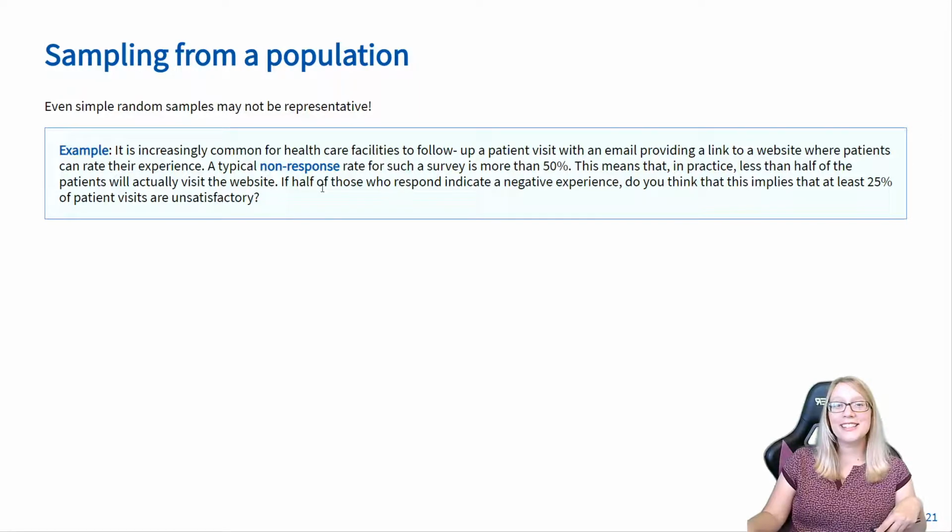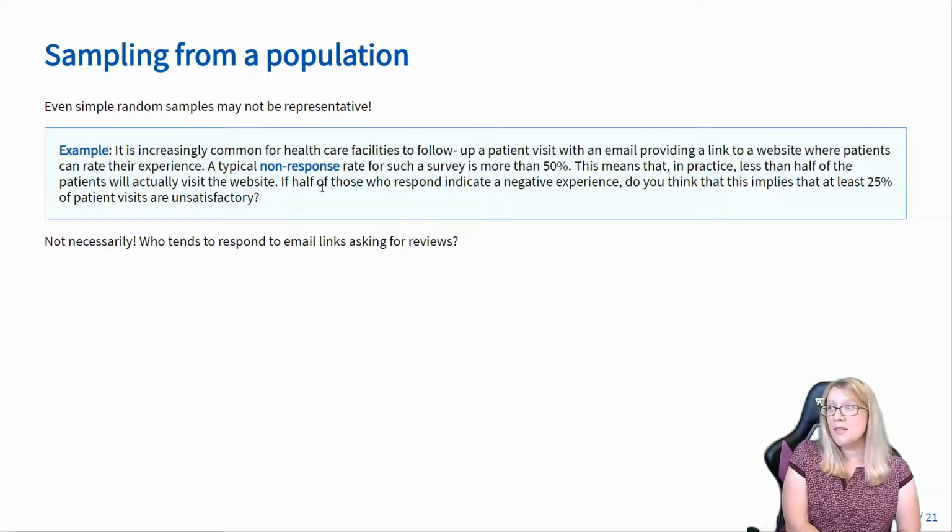So in practice, less than half of the patients in our example will actually visit the website to do the satisfaction survey. So if half of those who respond indicate a negative experience, does this automatically mean that at least 25% of patient visits are unsatisfactory?